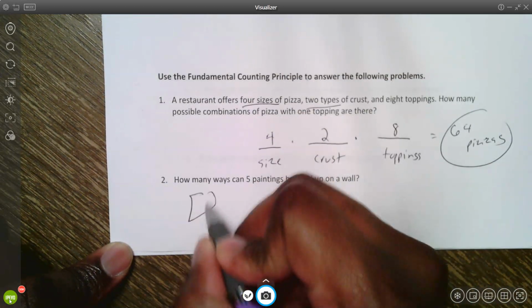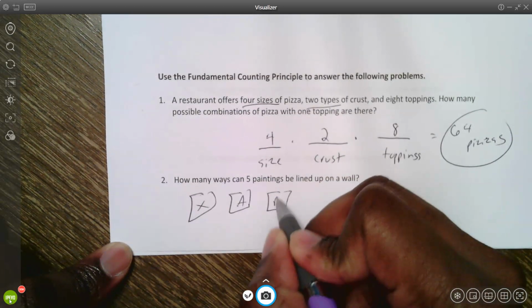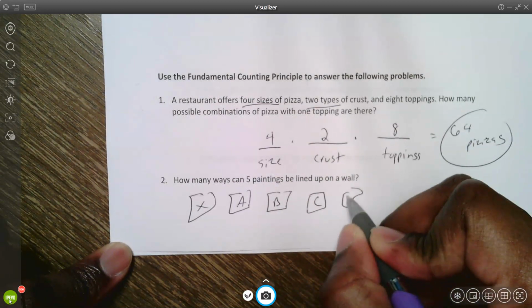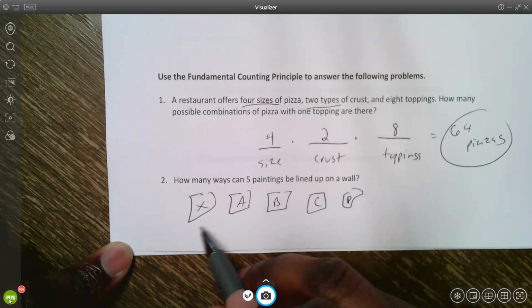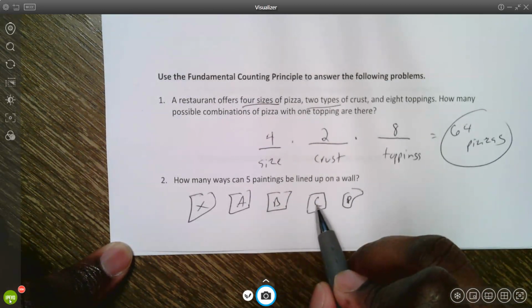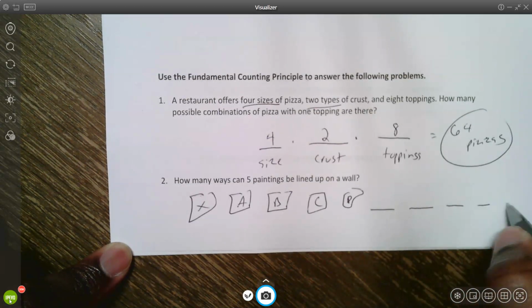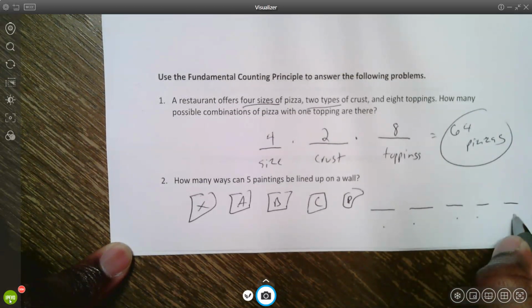So let's say we had 5 paintings. This is painting X, painting A, painting B, painting C, painting D. 1, 2, 3, 4, 5. So I can rearrange this order in lots of different ways. So let's think about this. I got 5 blanks. This is my first painting, second painting, third painting, fourth painting, fifth painting.